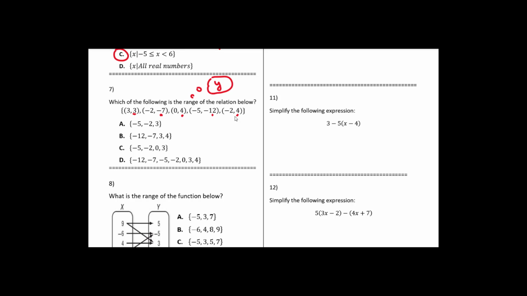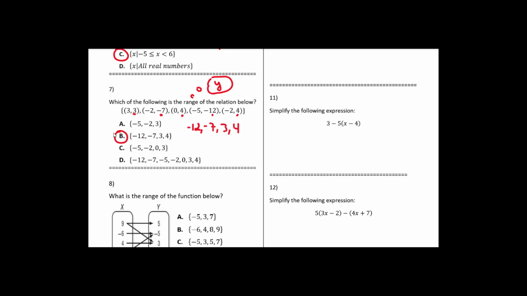So if I start with the smallest value, here would be -12, followed by -7, and then followed by 3, and then the next one would be 4. And I don't have to repeat the 4s. So then the answer would be letter B.